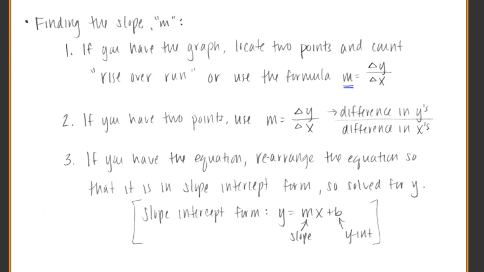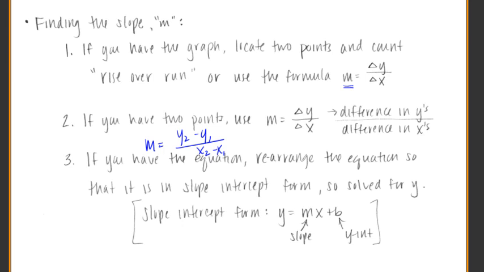Now, if you have two points, then we can either graph the two points and then count rise over run, or we can just use a formula. Sometimes in your history of math, you've learned that m is equal to y2 minus y1 over x2 minus x1. Well, I'm here to crack a little bubble for you guys. It really doesn't matter if it was y2 minus y1 or y1 minus y2.